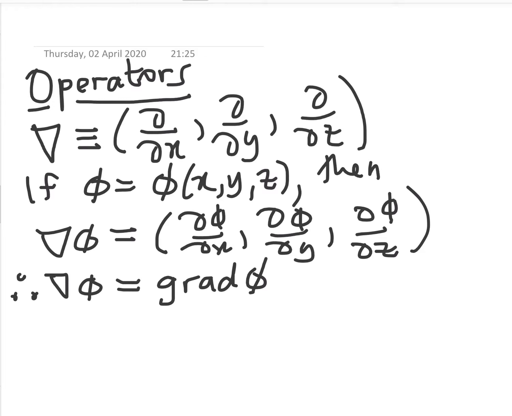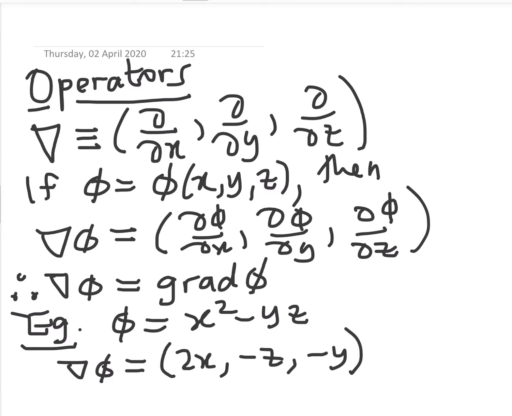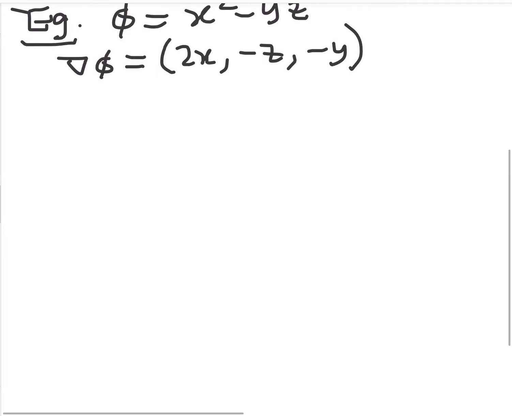So a simple example would be an example we've looked at before: if phi is equal to, say, x squared minus yz, then the del of phi would very simply be the derivative of phi with respect to x, the derivative of phi with respect to y partially, and the derivative of phi with respect to z partially. So that's a straightforward example.